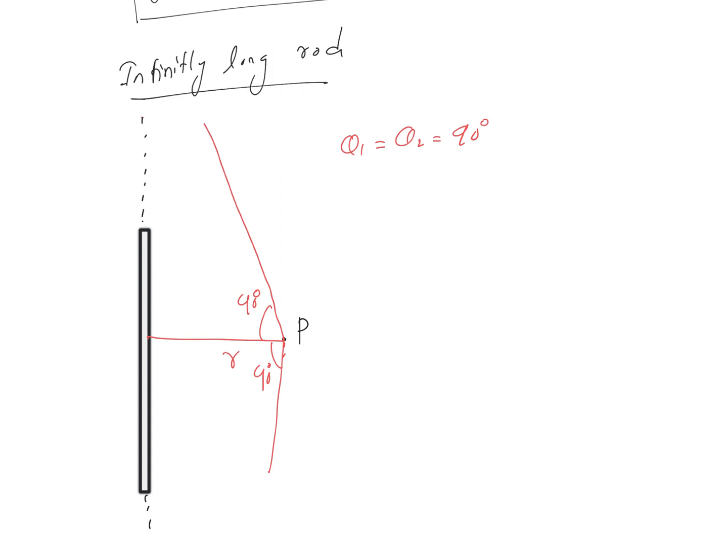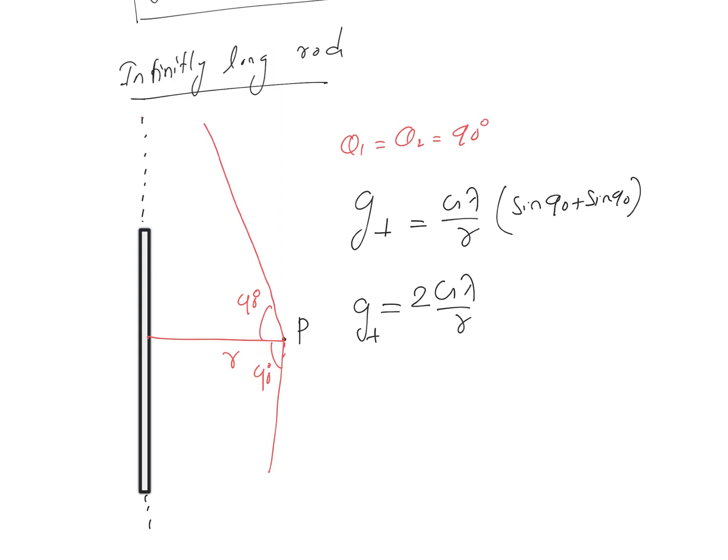So we can write the value of gravitational field which is perpendicular to this one is equal to g lambda divided by r. The equation was g lambda by r into sine theta 1 plus sine theta 2. Over here theta 1 is 90 degrees and the value of theta 2 is equal to 90 degrees for an infinitely long rod. And we know that sine 90 is equal to 1, so this 1 plus 1 we can take as 2, so it's going to be 2g lambda divided by r as the equation for a gravitational field which is perpendicular to the rod when the rod is having infinite length.